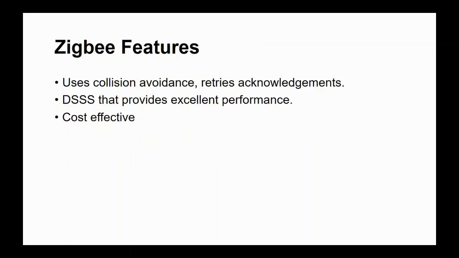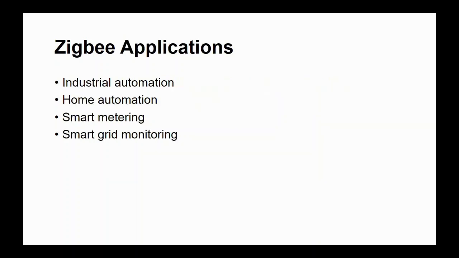There are several Zigbee features. It can be used to avoid collisions and it retries acknowledgements. DSSS provides excellent performance and it's cost effective. And yeah, Zigbee applications are used in industrial automation, home automation, smart metering, and smart grid monitoring.